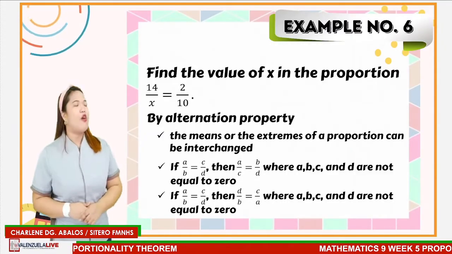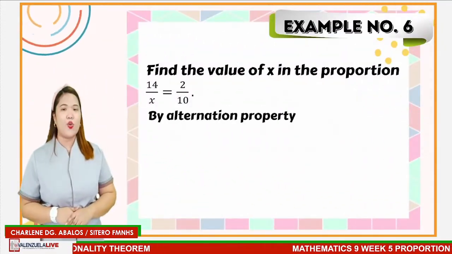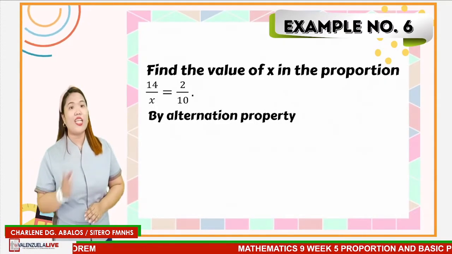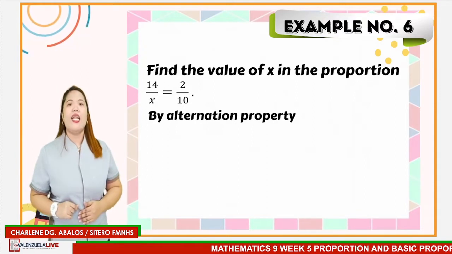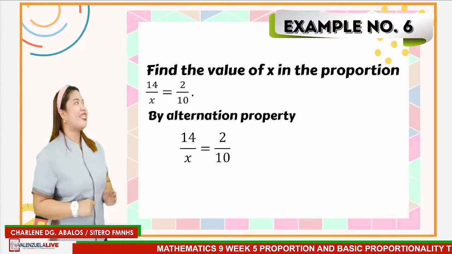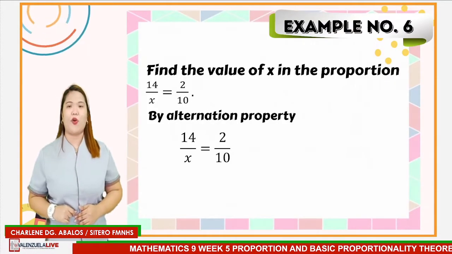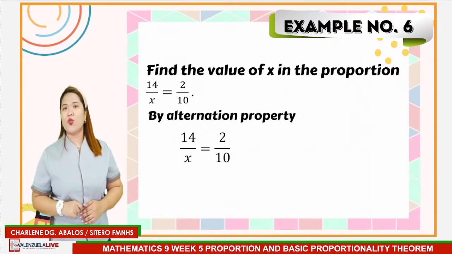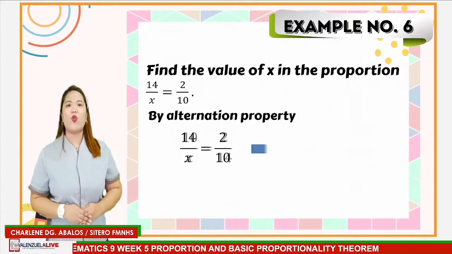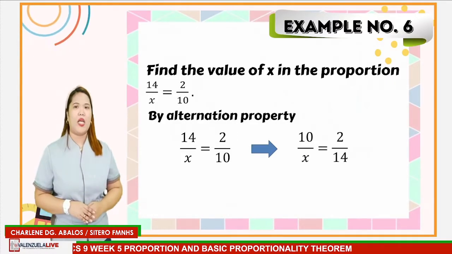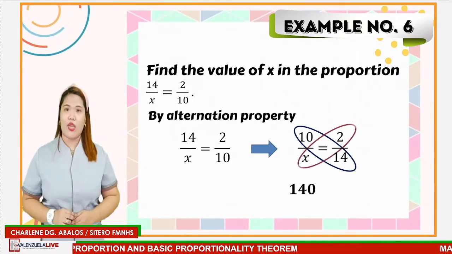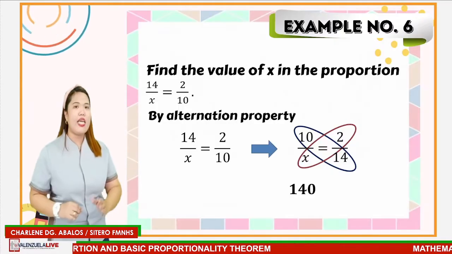In our given, 14 is to x as 2 is to 10, we can interchange the extremes, or we can interchange the means. In this case, let's interchange the extremes. It will be 10 is to x as 2 is to 14. Applying cross multiplication, multiply the extremes 10 and 14, it will give you 140. Multiply the means 2 and x, it will give you 2x. We have 140 equals 2x.